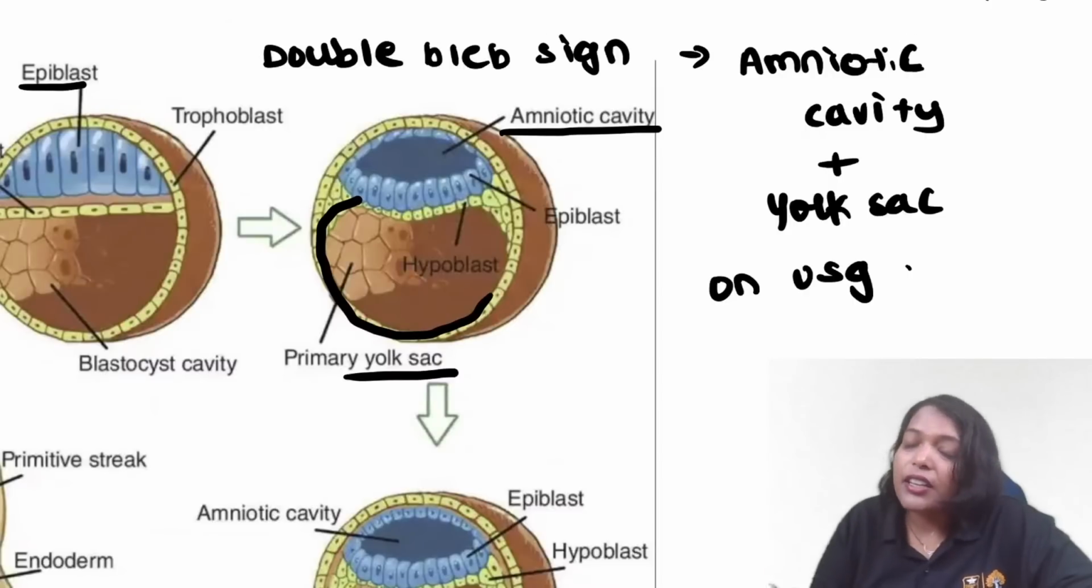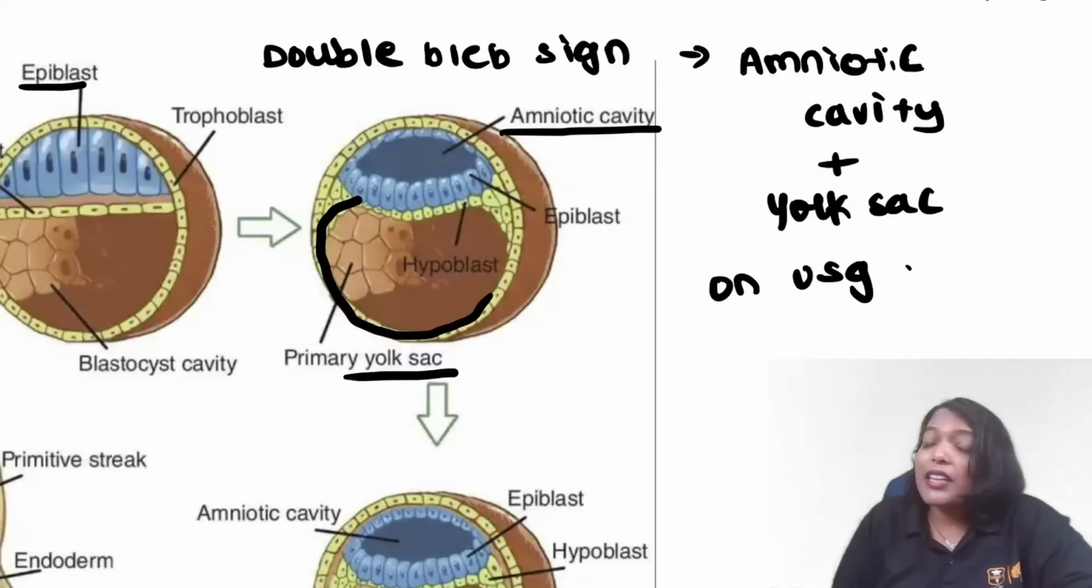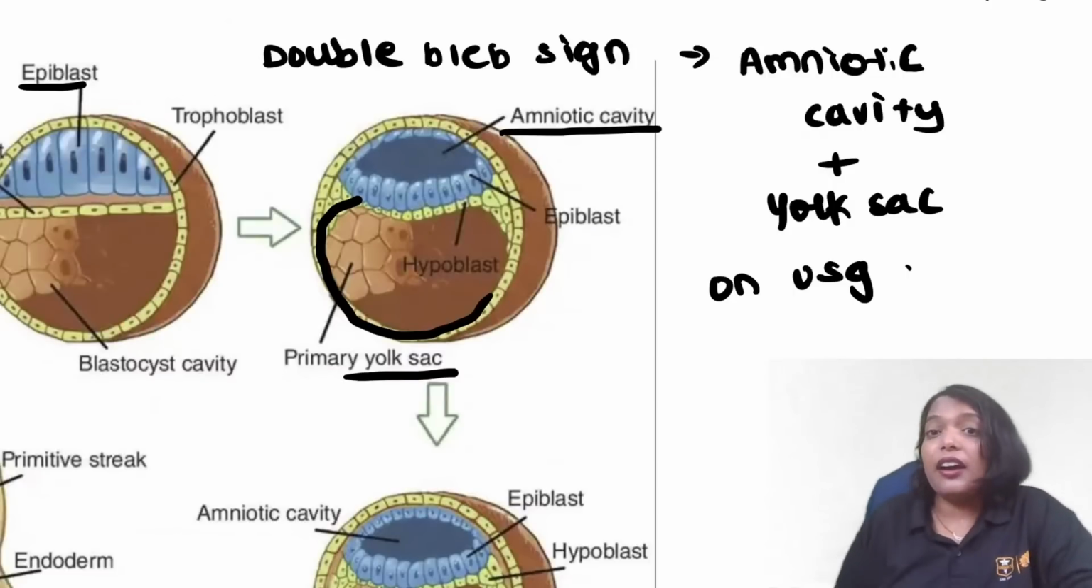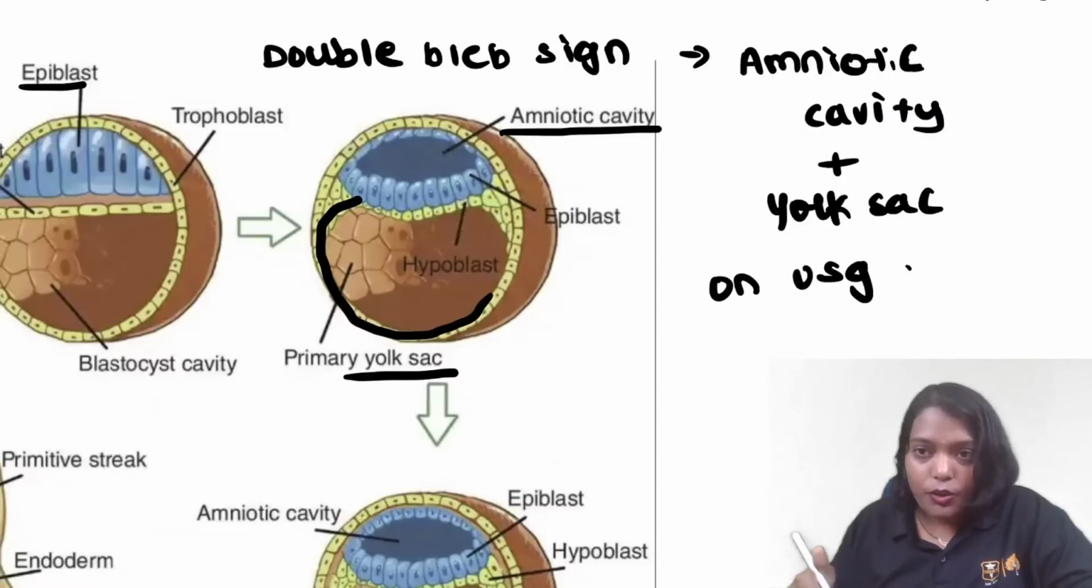That's the advantage. And I tried to keep all the images also in the last, all USG images. Okay? Very good. Double bubble sign is seen in duodenal atresia. So never get confused in the exam. Double bleb sign is amniotic cavity plus yolk sac, whereas double bubble sign is duodenal atresia.